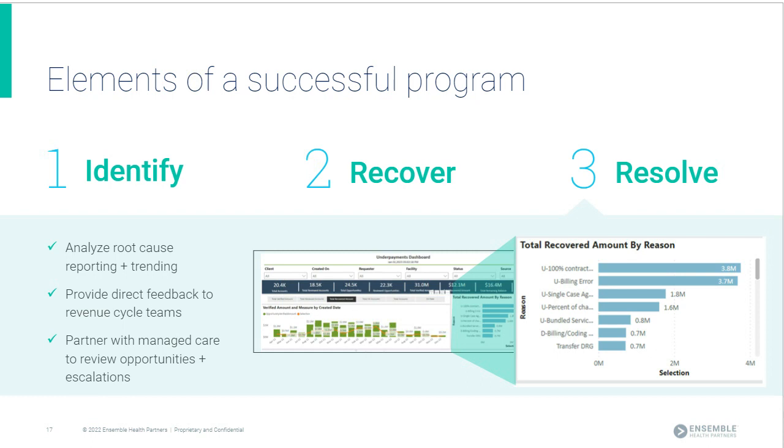Resolving underpayments and building out a successful program is all about learning where you've been to prevent it from happening going forward. To do that, proper reporting of your trends and issues identified will help you to continue to improve. You can't improve what you don't measure. Once you have proper trending and reports, it's mission critical to take it back upstream and fix the errors where they're happening. Recall some of this is self-inflicting, as we mentioned earlier. Not only should you partner with your revenue cycle departments, you should also build relationships with your managed care team and share your trending reports with them to review opportunities and payer escalations. This really helps arm them for upcoming contract discussions.